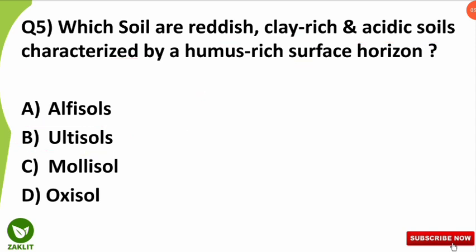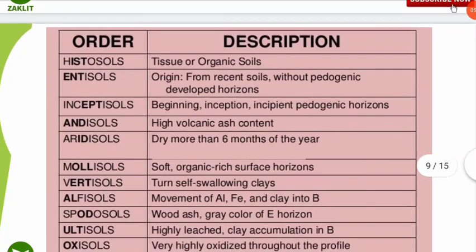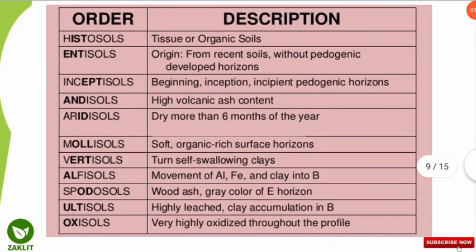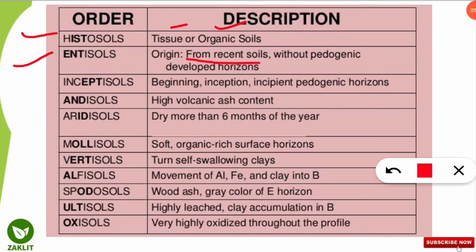And it is one of the frequently asked questions, the types of soils and their characterization, the description. So I have provided this table here so that it will be easier for you to know, and I will tell the important points. Kindly note down, very important. Starting with the histosols. Histosols are also called peat or organic soils. Next is entisols. Their origin is from recent soils without pedogenically developed horizons. Pedogenesis, that is the development of soil.